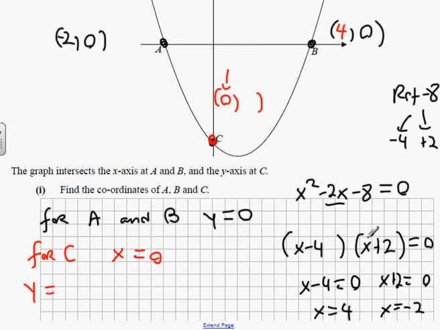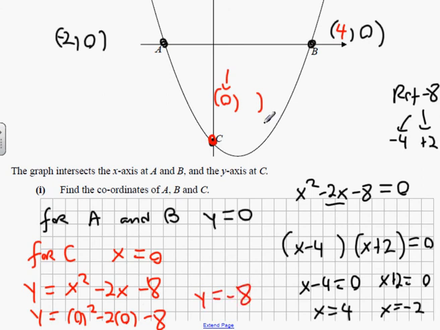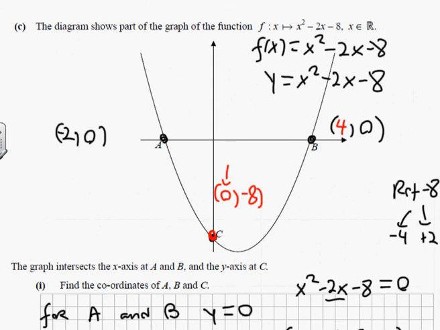Therefore, y equals, remember, it's x squared minus 2 times x minus 8, right? Y therefore equals 0 squared minus 2 times 0 minus 8. Y therefore equals -8. Now, that's the way you're meant to do it. Here's your backup plan.